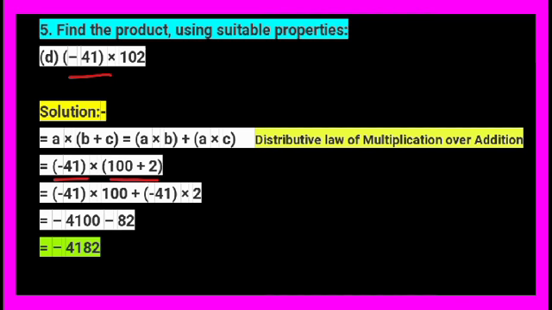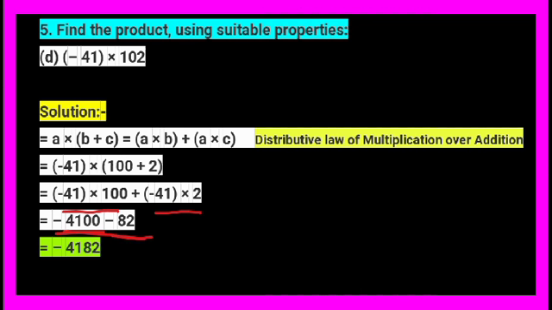And we know that first we have to multiply this 41 with 100. Then after we will multiply minus 41 with 2. First we multiply with 100 and we have the answer minus 4100. Then after we will multiply minus 41 with 2 and we have the answer minus 82.